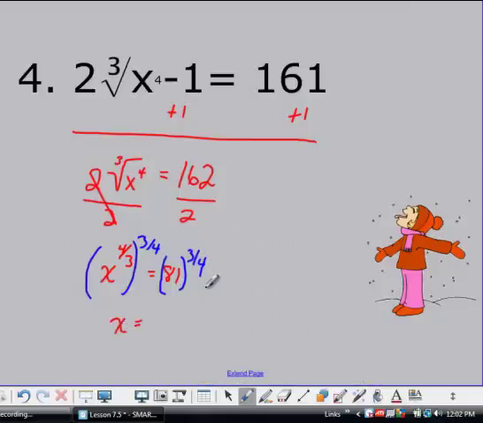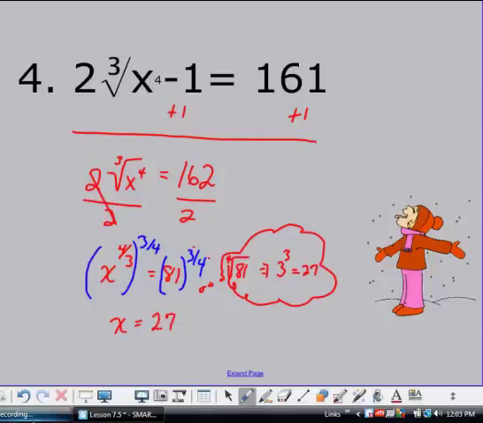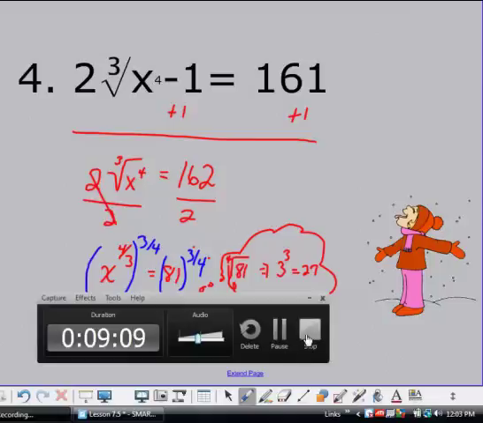x is, well, here's my little thought bubble. I have to take 81 and do the 4th root of 81. Well, the 4th root of 81 is the square root twice. Square root of 81 is 9, square root of 9 is 3. I still have to take 3 and raise it to the 3rd power. So that's 27. So I do each one at a time, and there's my final answer, 27. Bye.